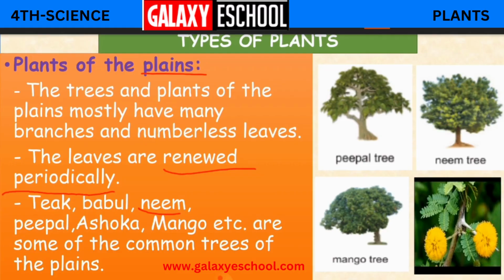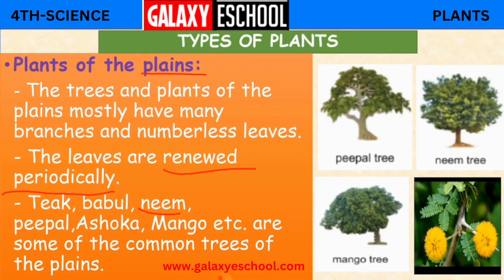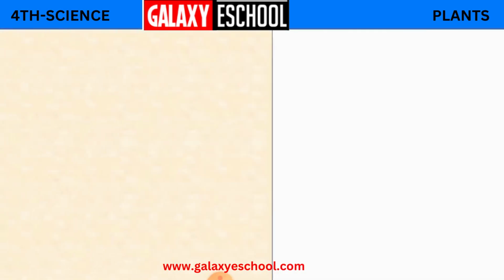You can see in the diagram also. Clear, children? So what are the types of plants which grow on plains? These are the trees which have so many branches and numberless leaves. They are renewed; they grow according to the seasons. Neem, mango, peepal, ashoka are some of the trees which grow on plains. Clear? Okay.